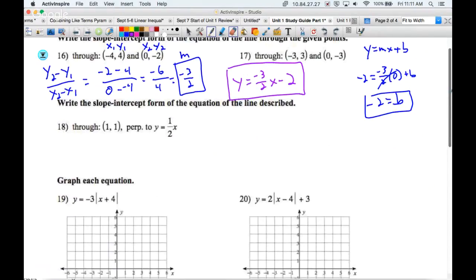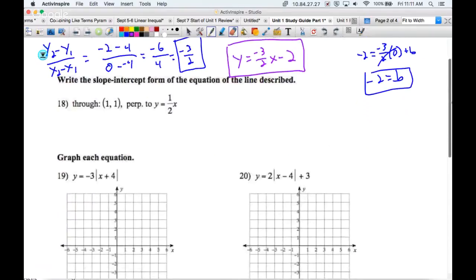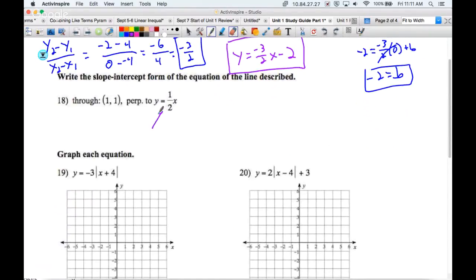All right, write the slope-intercept form of the equation for the line described. It's perpendicular, so I have to take the slope. To get a perpendicular slope, I need to find its opposite reciprocal, so I flip it upside down. That makes 2/1. Then we have to make it opposite, so -2 is my slope.